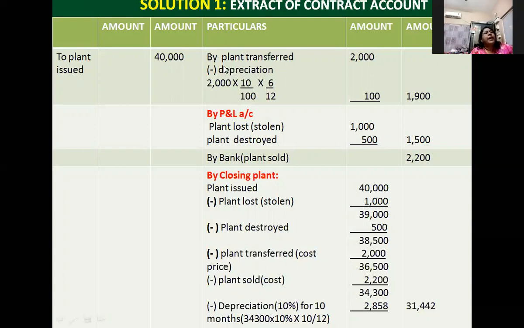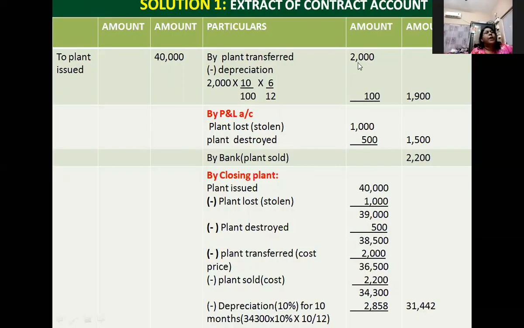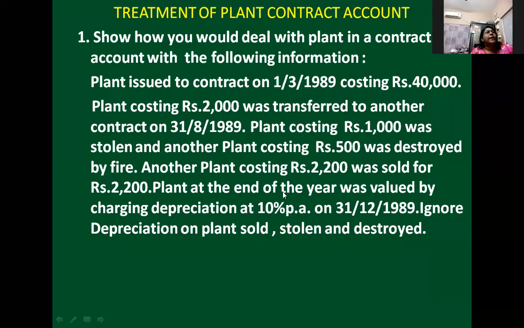On the credit side I mentioned by plant transferred. So how much of the amount has been transferred to another contract account? 2,000. So that's what I mentioned over here. 2,000 is the value of the plant transferred. But for how many months was this plant utilized by the company? The contract has started on 1/3/89, and we must be very vigilant looking at the dates. The contract has started on 1st March.